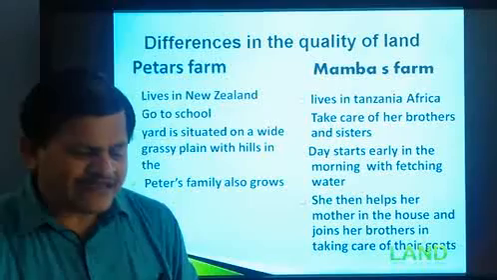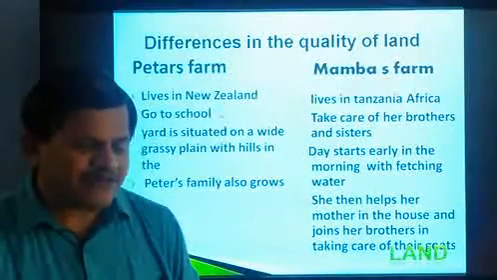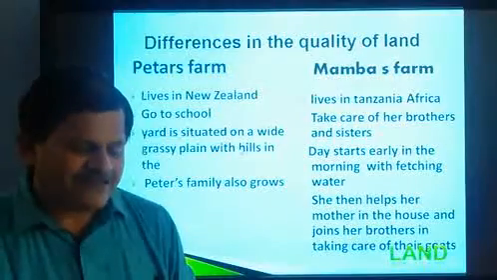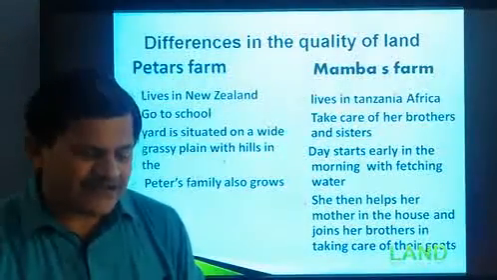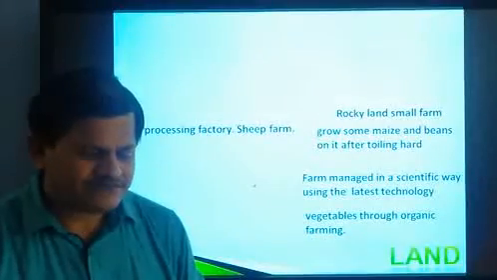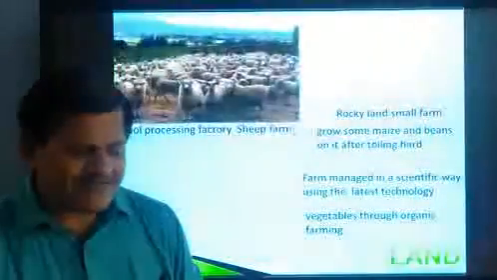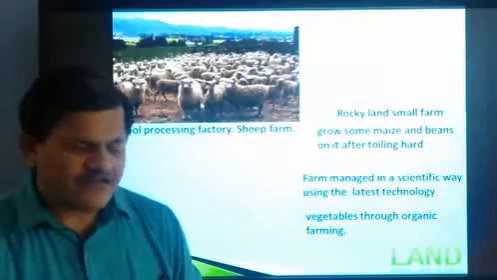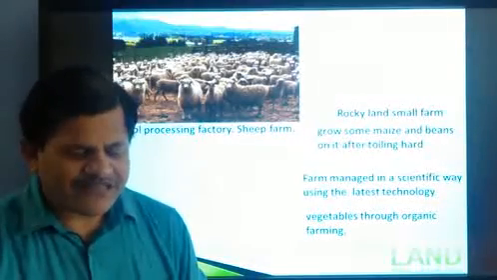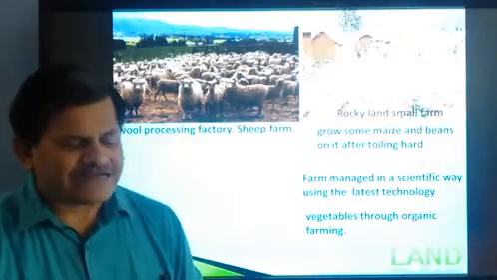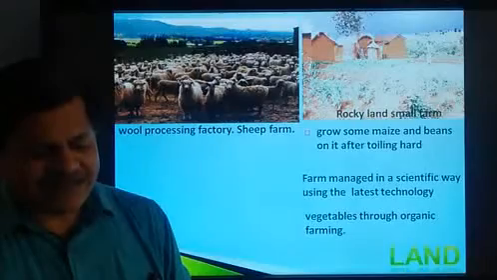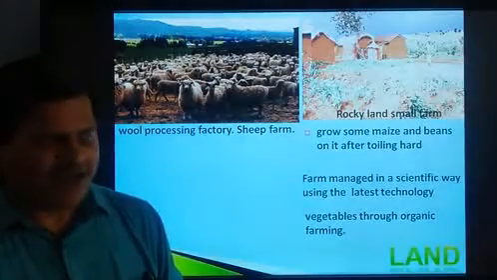If we compare it with Peter, the yard is situated on a wide grassy plain with hills in the distance. Peter's family also grows vegetables. Now here we see Peter has a wool processing factory and a sheep farm, while Mama has rocky land and a small farm. It is full of rocks.